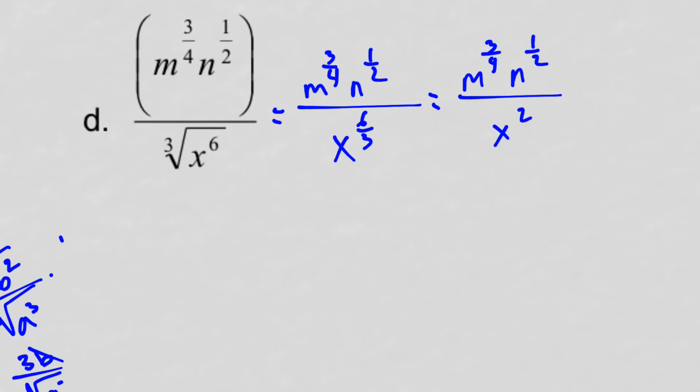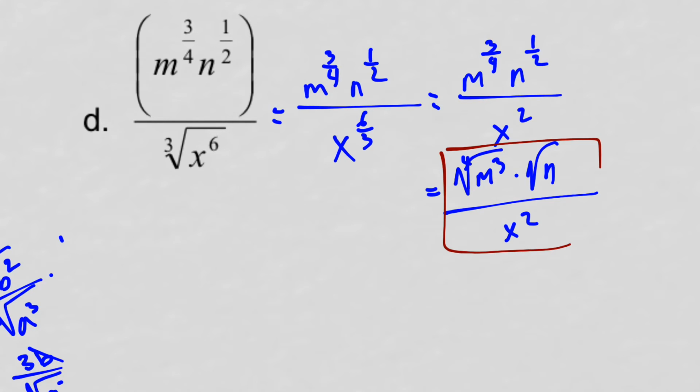And I don't see anything else that we can do to simplify other than maybe changing this to radical form, right? The 4th root of m cubed times the square root of n all over x squared. And that's it, because the denominator is not a radical, so there's no need to rationalize it. Alright, either that or leave the exponents as rational exponents, and that's okay also.